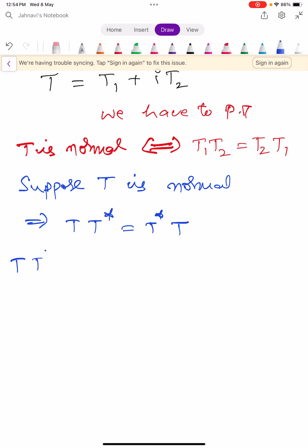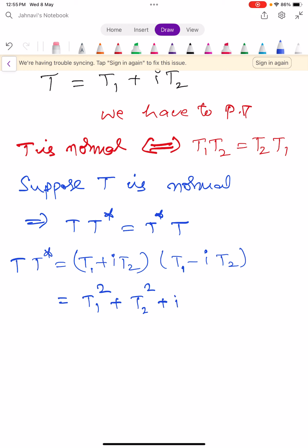Now calculate T into T star, which is equal to (T1 plus i T2) into (T1 minus i T2), because simply, T star is T1 minus i T2. Now multiply this. Here I have to write T1 T1. So multiplying this, T1 square plus T2 square plus i into (T2 T1 minus T1 T2). Let it be equation number 1.